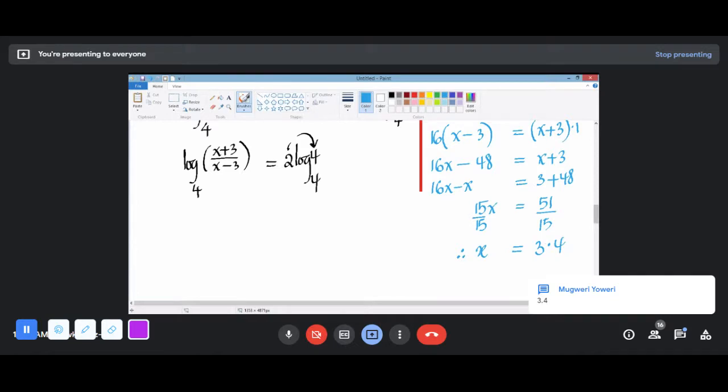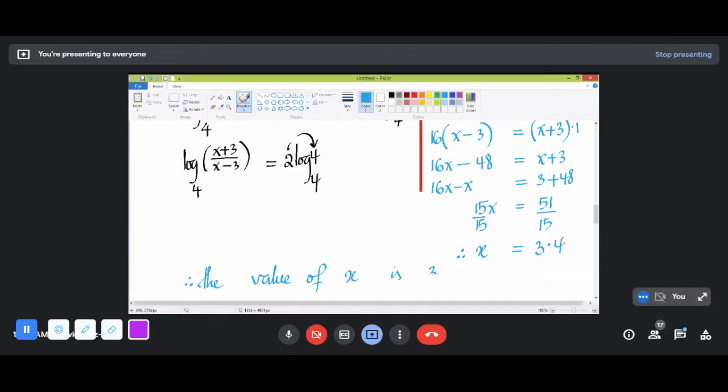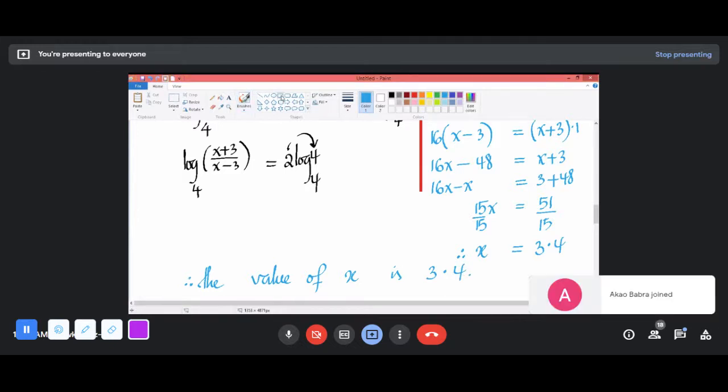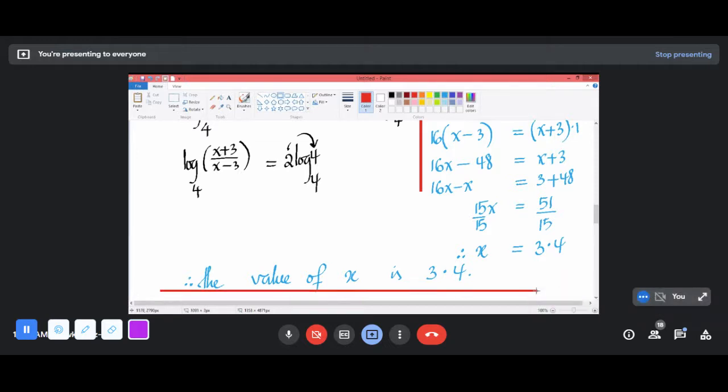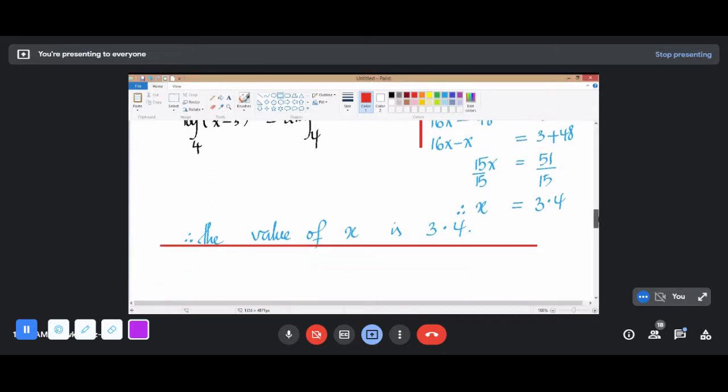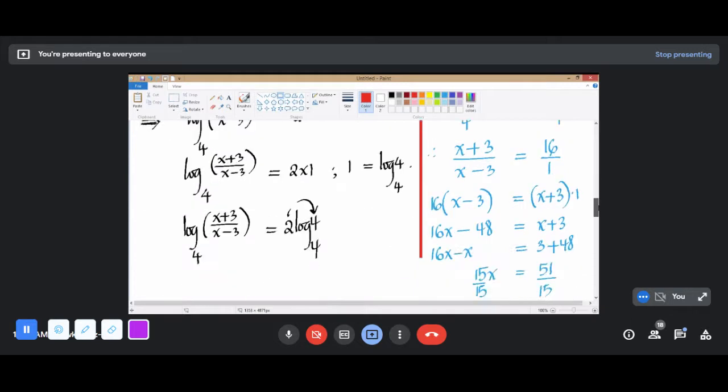That's good. So, therefore, the value of x is 3.4.